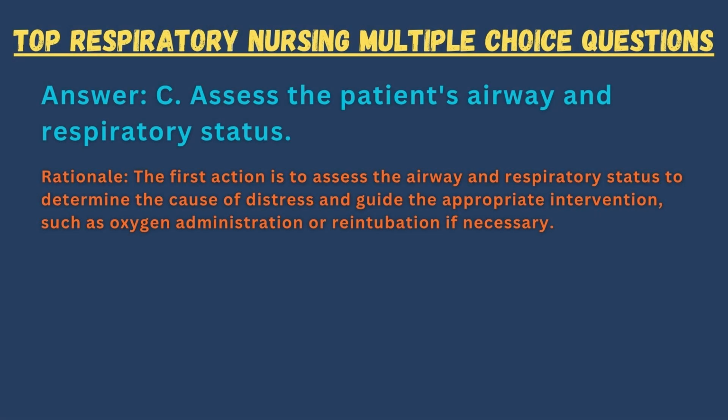Answer. C. Assess the patient's airway and respiratory status. Rationale. The first action is to assess the airway and respiratory status to determine the cause of distress and guide the appropriate intervention, such as oxygen administration or reintubation if necessary.